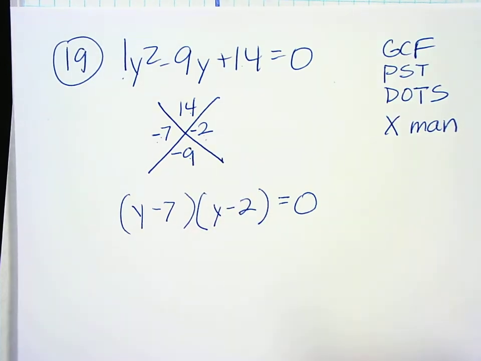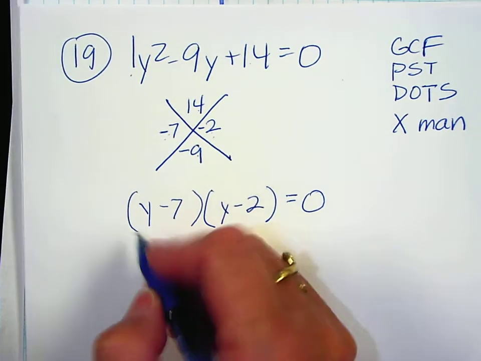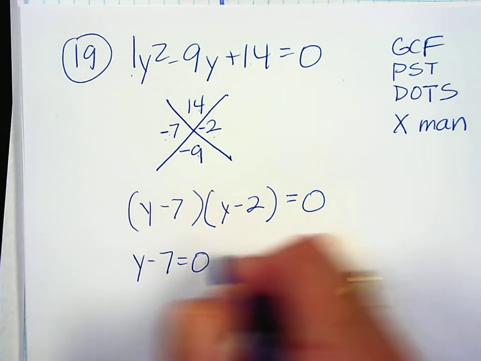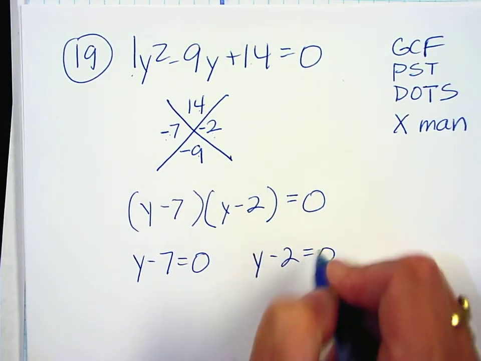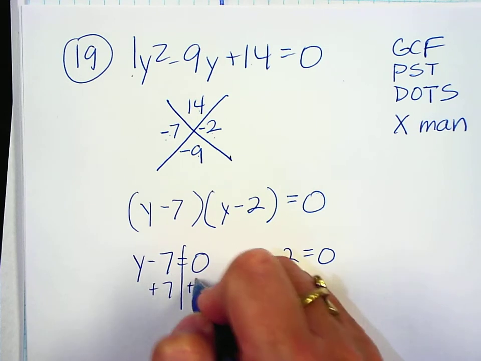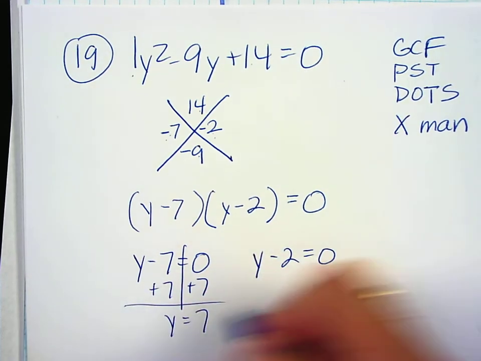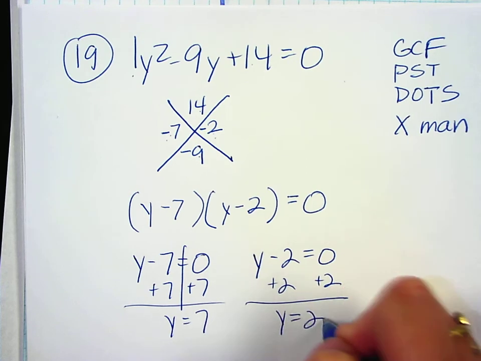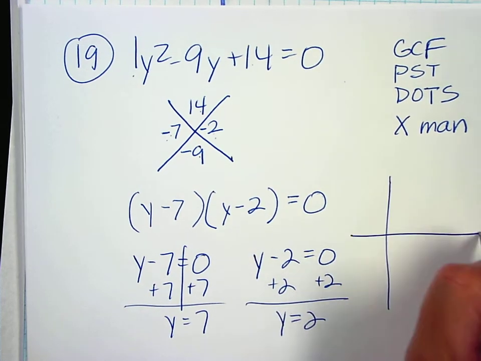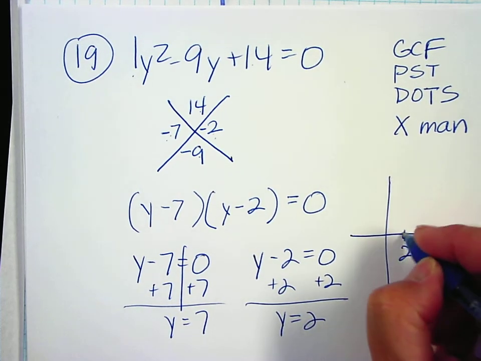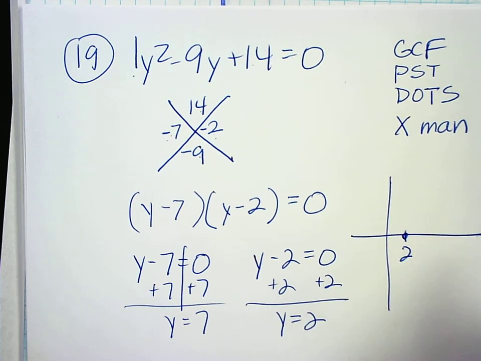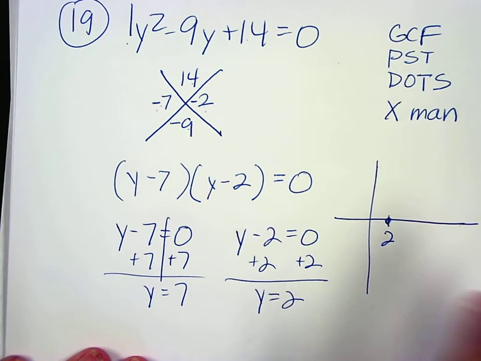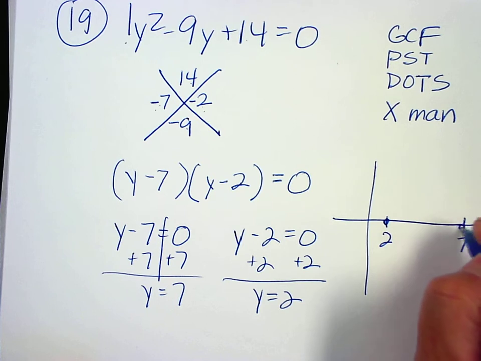That's completely factored. Now I'm going to set each factor containing a variable equal to 0, and then I'm going to isolate my variable, and I'm going to find out that y equals 7 or y equals 2. So if I were to graph this, I would have an x-intercept at positive 2 and an x-intercept at positive 7.